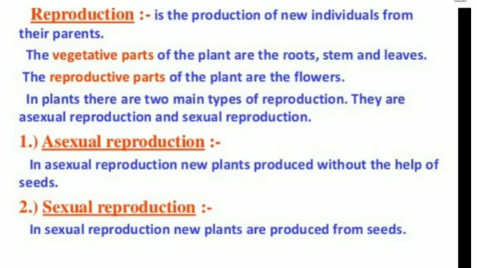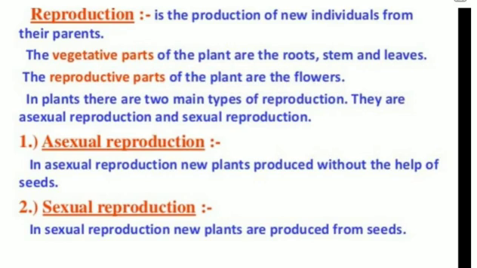First, what is asexual reproduction? In asexual reproduction, new plants are produced without the help of seeds. A means without. Next, what is sexual reproduction? In sexual reproduction, new plants are produced from seeds.